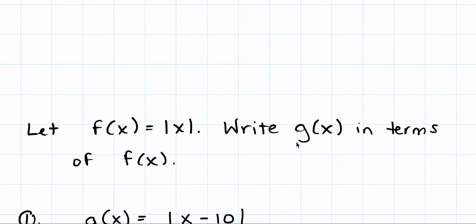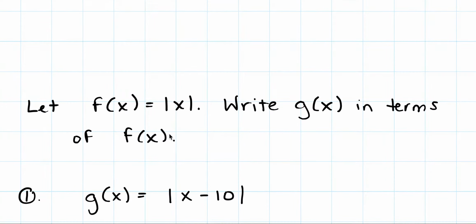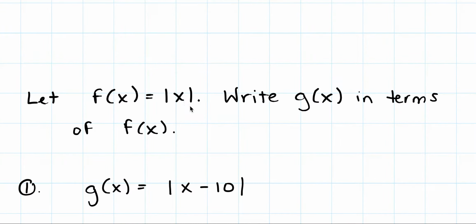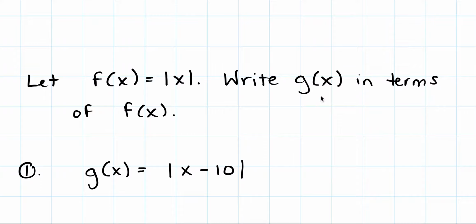Okay, now I'm going to do something similar, but it's a little different. This time I'm going to give you a function, the absolute value of x, and I want you to write a new function which looks kind of similar to the function f of x, right? Here I have absolute value of x, here I have absolute value of x minus 10, and what I want to do is write this function g of x in terms of f of x. Watch me do the first one, and then you should see what I mean by writing g of x in terms of f of x.